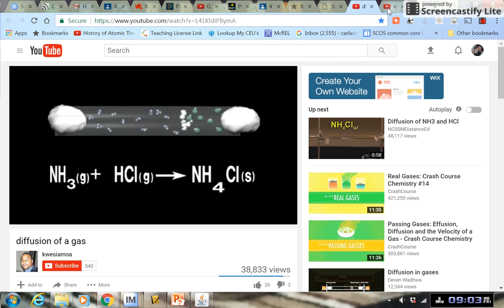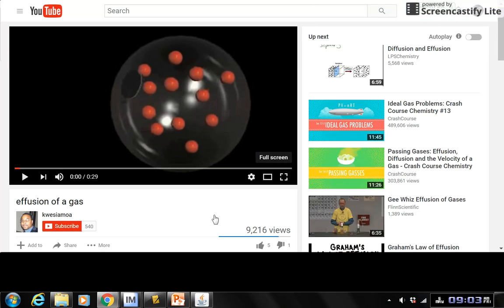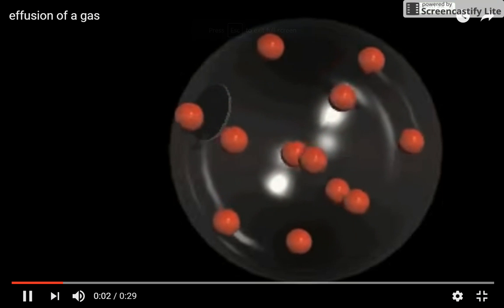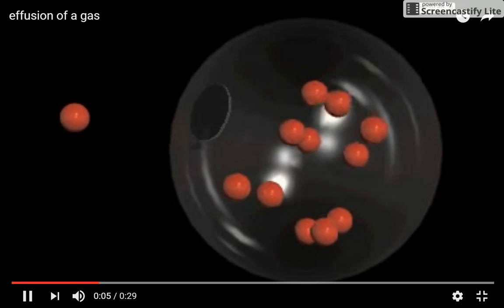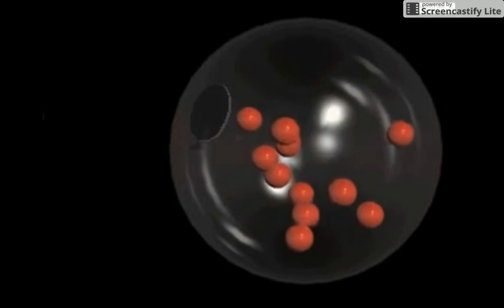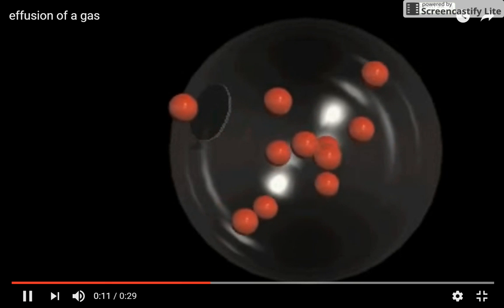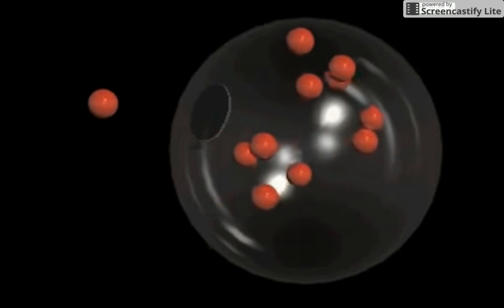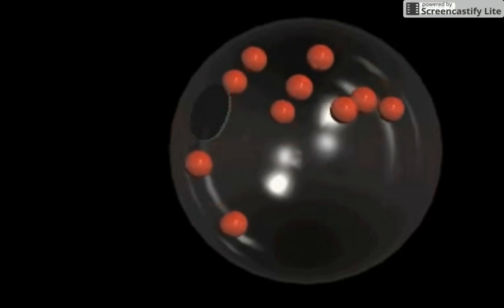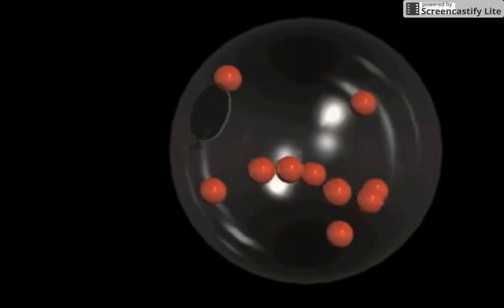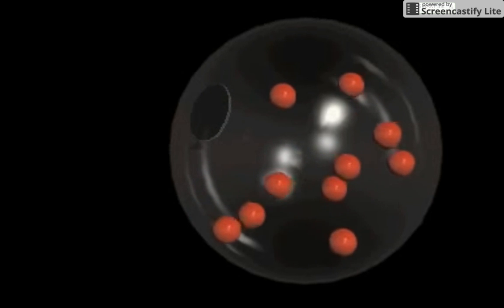Now let's look at effusion. Effusion is the process of gaseous atoms flowing into a vacuum through a hole in a container. The rate of effusion of gas molecules at constant temperature and pressure is inversely proportional to the square root of the molecular weight of the gas.